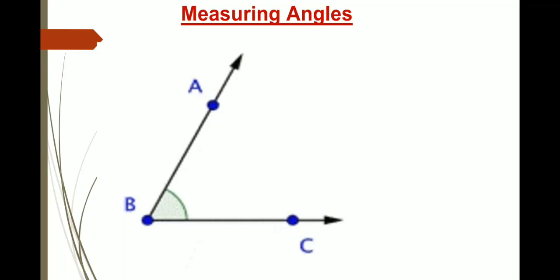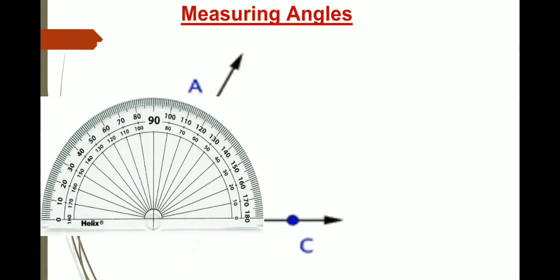Measuring angles. To measure angle ABC, we place the protractor in such a way that its center is on the vertex B and its straight horizontal edge lies on the arm BC. The arm AB coincides with 60 degrees on the inner scale of the protractor. So, the angle ABC measures 60 degrees.